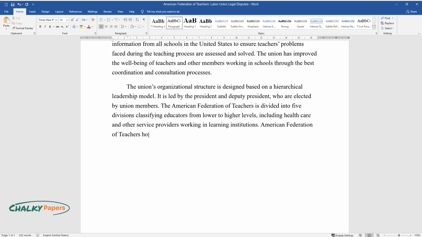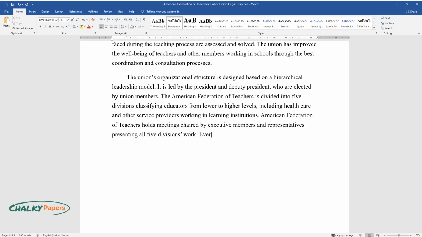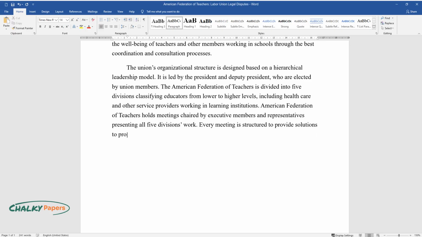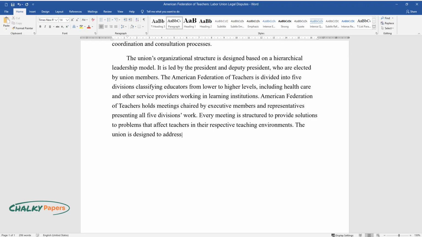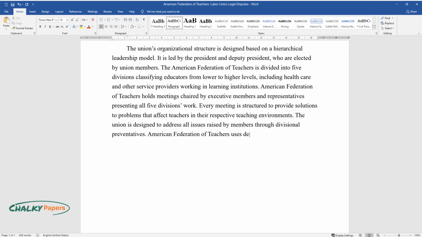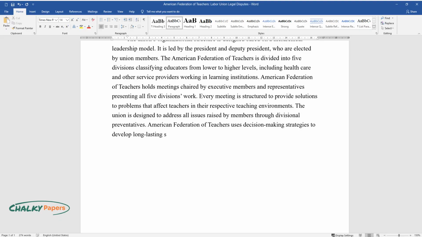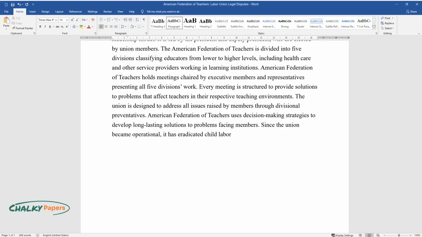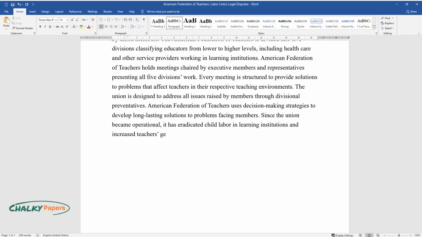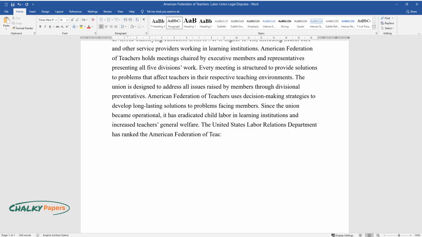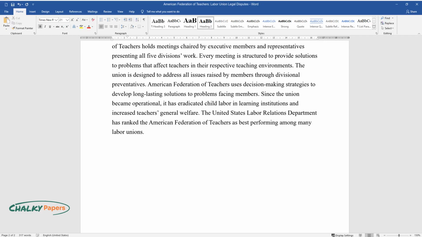American Federation of Teachers holds meetings chaired by executive members and representatives presenting all 5 divisions' work. Every meeting is structured to provide solutions to problems that affect teachers in their respective teaching environments. The union is designed to address all issues raised by members through divisional representatives. American Federation of Teachers uses decision-making strategies to develop long-lasting solutions to problems facing members. Since the union became operational, it has eradicated child labor in learning institutions and increased teachers' general welfare. The United States Labor Relations Department has ranked the American Federation of Teachers as best performing among many labor unions.